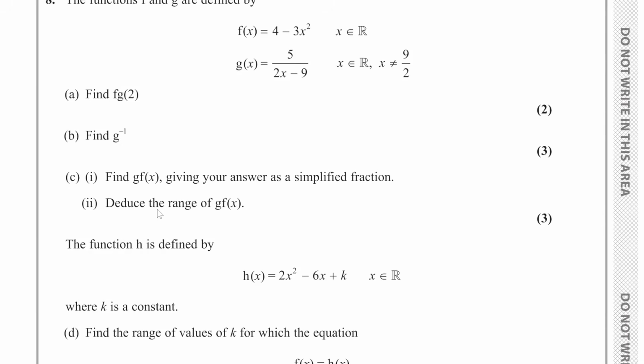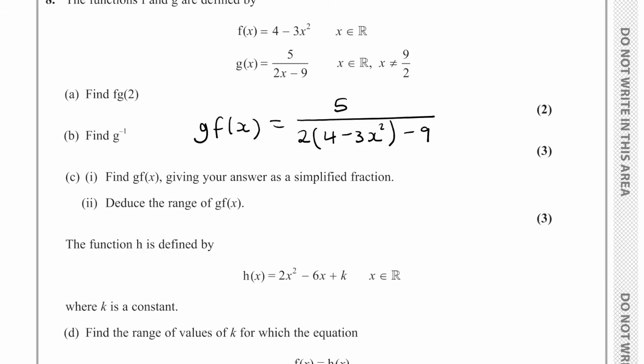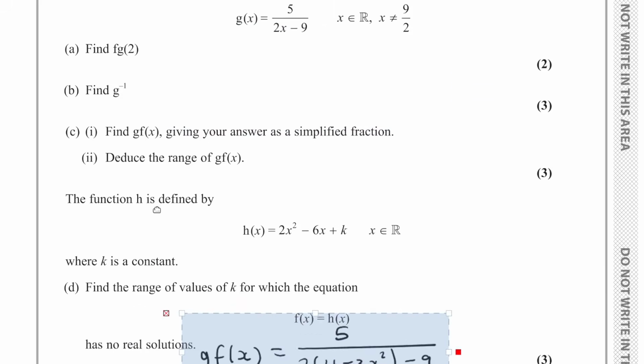Find gf of x, giving your answer as a simplified fraction. So we're substituting f into g. The whole of f goes into g. So gf(x) is 5 over, so we're changing x into the whole of f, 2 times 4 minus 3x squared, minus 9, and we just need to simplify that.